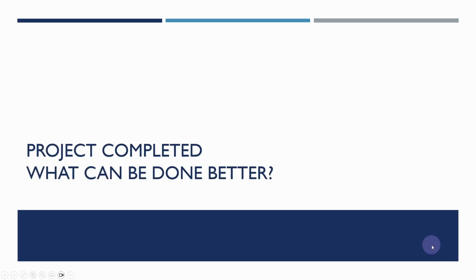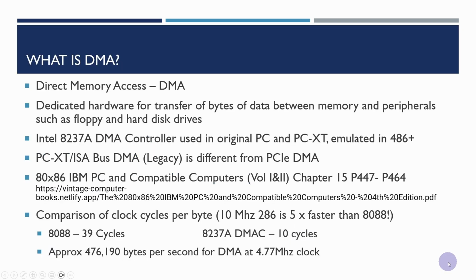So what could be done better? There were quite a few issues I had over time, but by far the biggest one is probably DMA. So what is DMA? For those of you who may not have seen some of the earlier videos in the series, it stands for direct memory access. This was dedicated hardware for transferring data bytes between memory and peripherals, generally floppy disks and perhaps some of the early hard disks. Now, the Intel 8237 DMA controller was used in the original PC and PCXT.